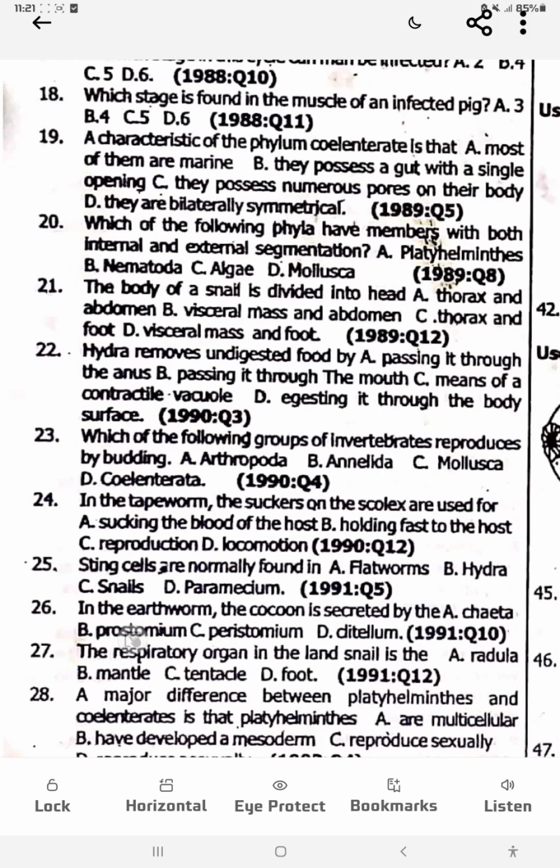Cnidoblast. Cnidoblast, or nematoblast. Now Hydra, they bite people. So the cnidoblast is used for offense and defense, right? Cnidoblast of a Hydra is used for offense and defense.